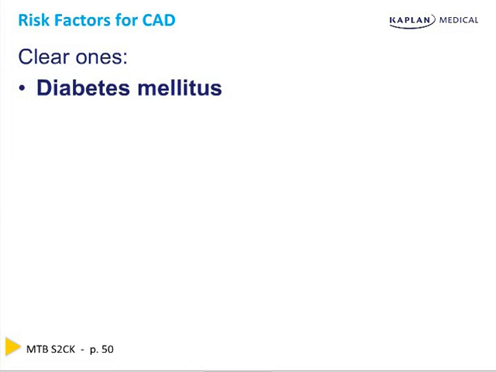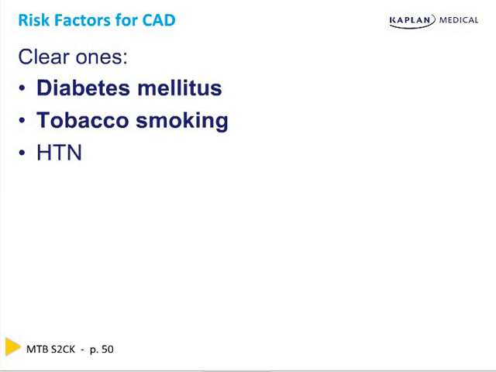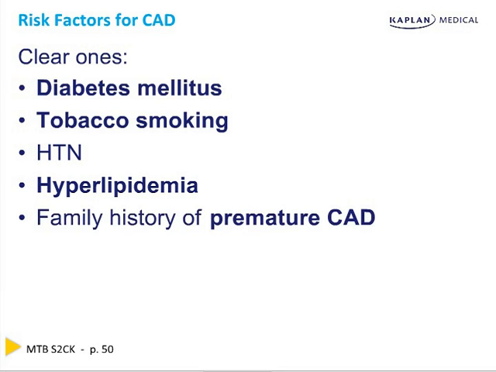The clearest risk factors for coronary artery disease are unquestionably diabetes, which is the worst risk factor, tobacco smoking, which is common, but not as common as hypertension. Hyperlipidemia, but hyperlipidemia as a single risk factor is not so bad if you haven't had coronary disease. The hardest one to understand is premature risk factors of coronary disease in your relatives.